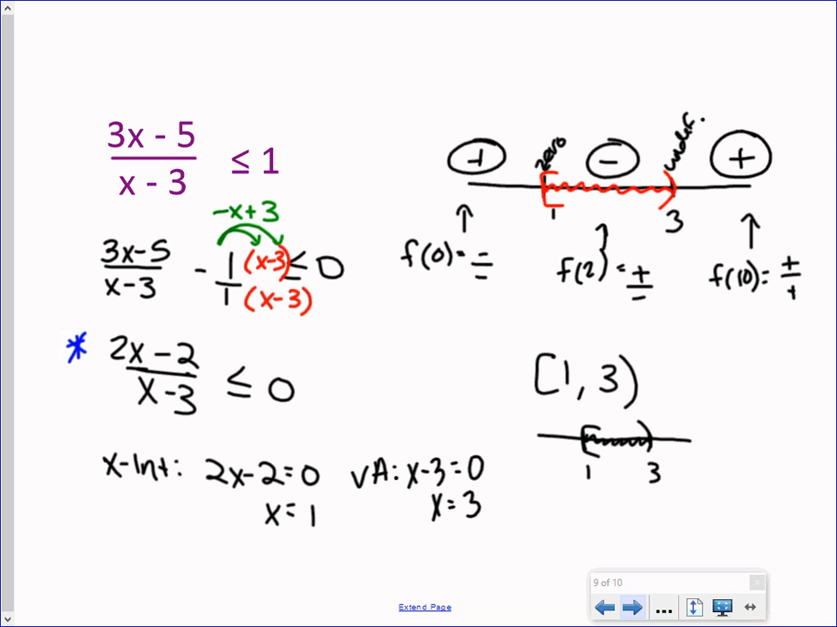Any questions? Less than or equal to 0? Read your inequality right here. Do you agree with me? So I chose the negative section. Any other questions?